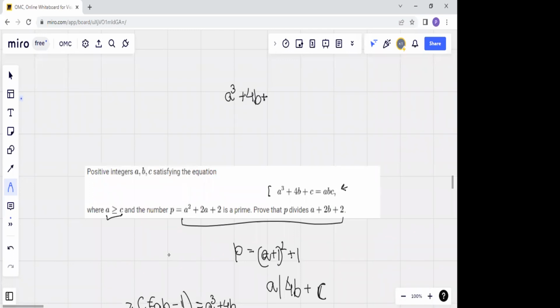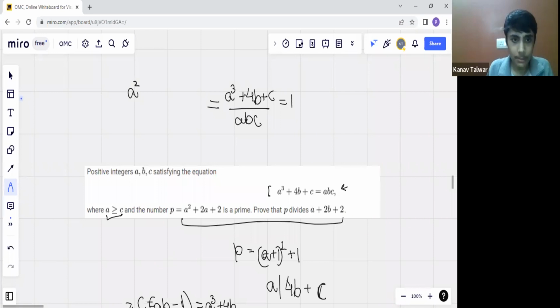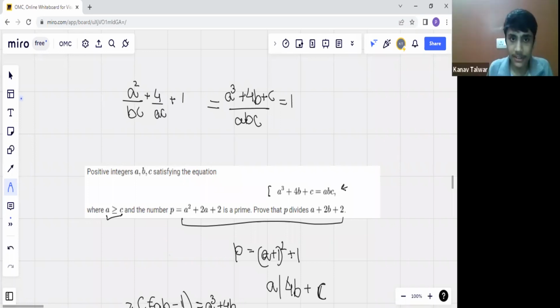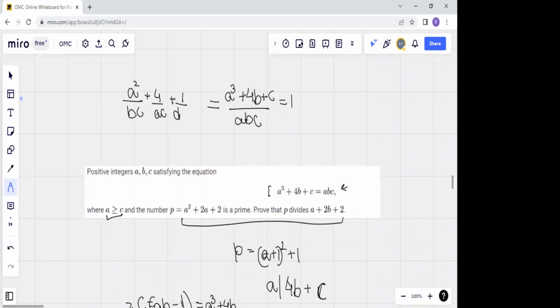Now you divide each and every term, like A cubed by ABC plus 4B by ABC. You can do that, right? Yeah, you can do that. A squared by BC plus 4 by AC plus 1 by AB. Yep, that is correct. Is equal to 1.